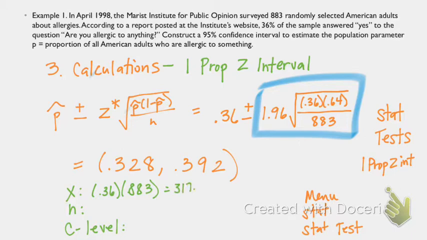You get 317.88. The only issue with the calculator is that it won't let you put a decimal in here, so you have to round to 318. And then 883 and then 0.95. Is this for the conclusion? Nope, this is still part of the calculator. I'm just showing you a different way to do it.